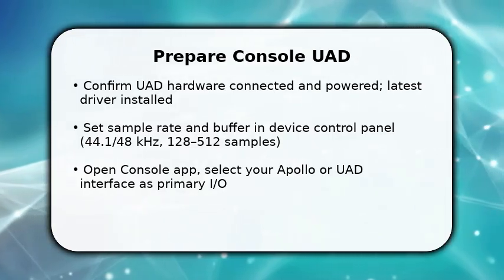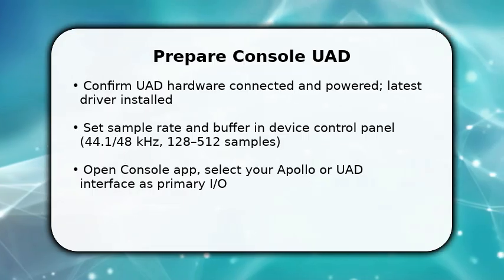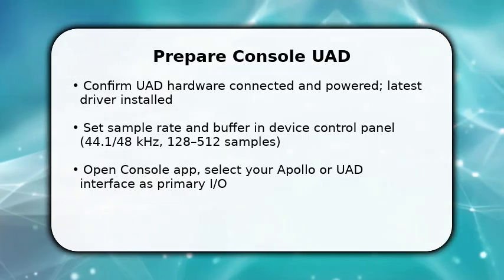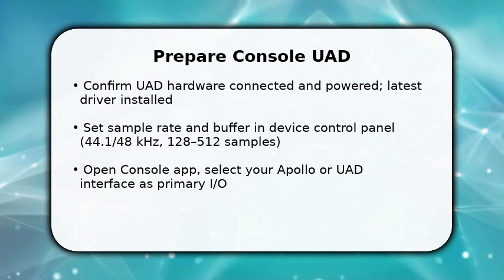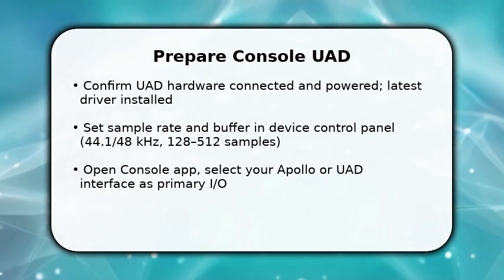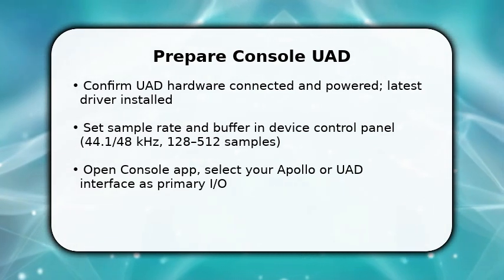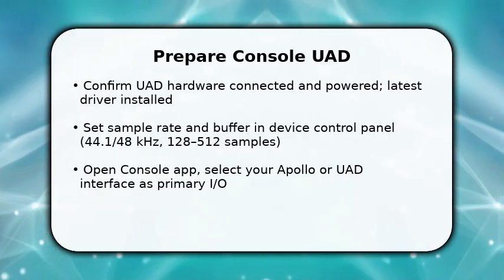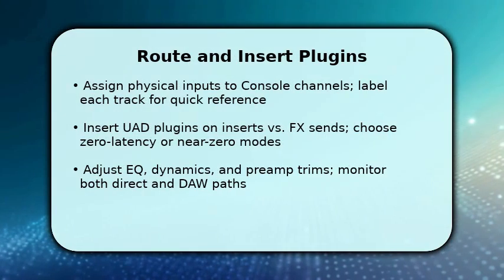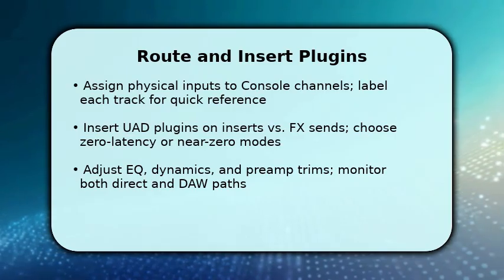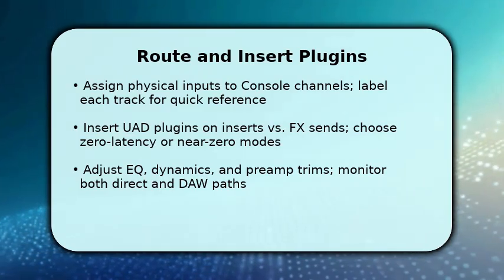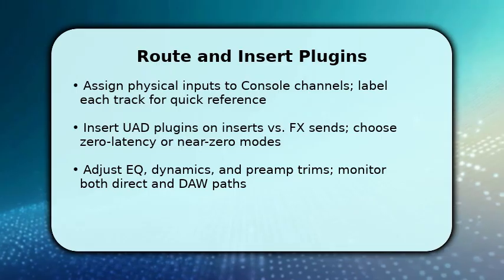panel. Choose 44.1 or 48 kHz and a 128/512 sample buffer for a stable balance of latency and CPU load. Now route basic inputs to channels. Next, you'll route signals. Assign physical mic/line inputs to console channels and label them for clarity.